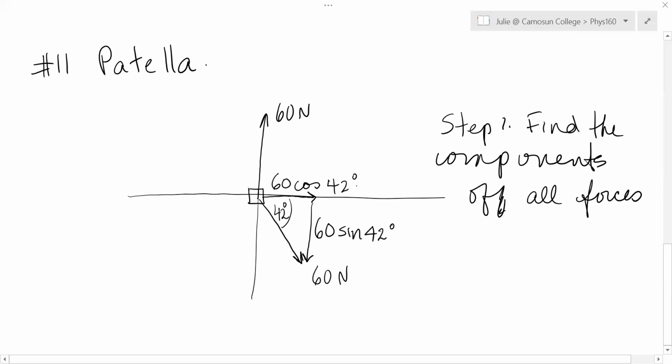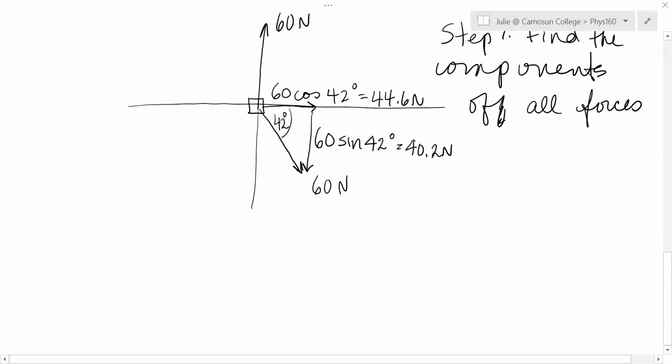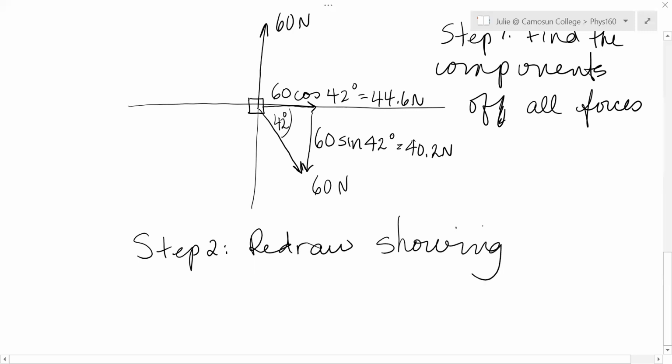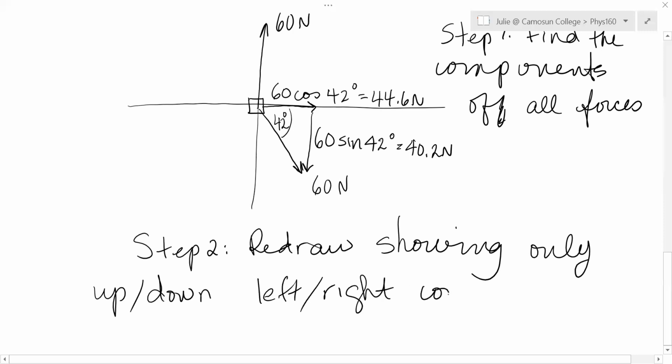Okay, and this happens to be 44.6 newtons. And this one happens to be 40.2 newtons. Okay, step two, you must redraw this. You no longer need that force at an angle. That's just going to confuse the picture. So step two, redraw, showing only components. Only up, down, left, right components. Okay, we don't need that force at an angle anymore.